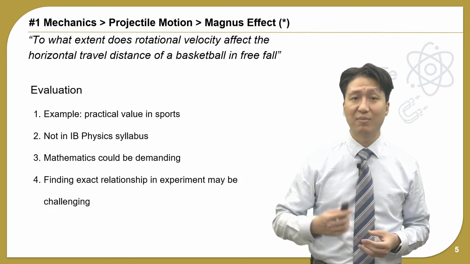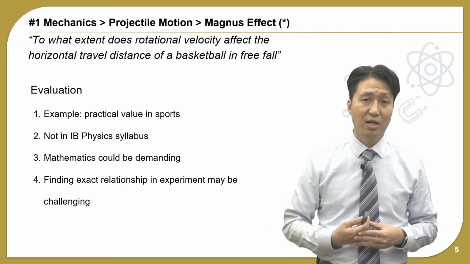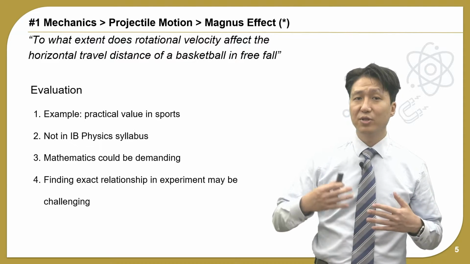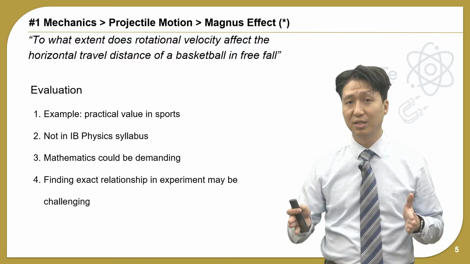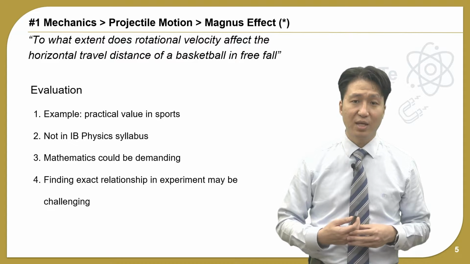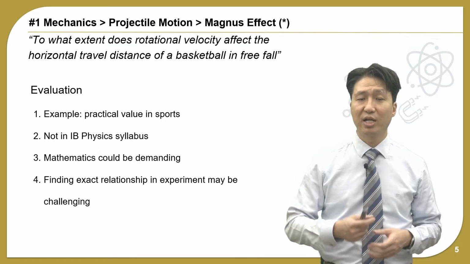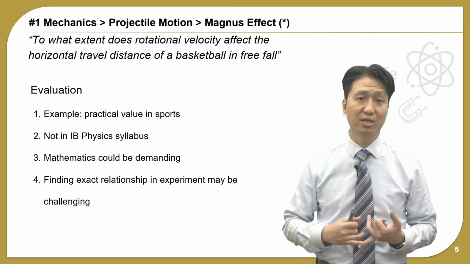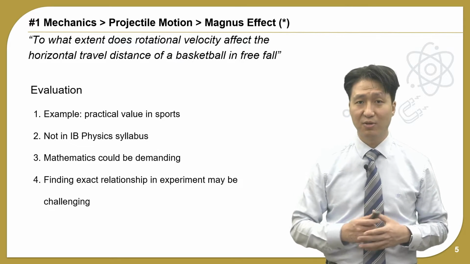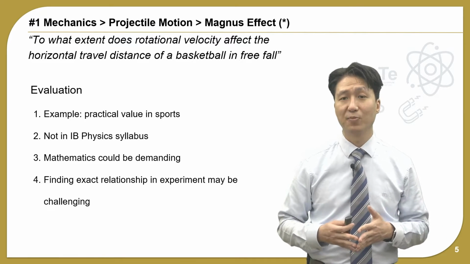But one of the problems here is that the mathematics, in order to predict what will happen, could be a little bit demanding. You need to know a lot of relationships we have not learned yet. And sometimes if you just want to find the relationship between horizontal travel distance and the rotational velocity, what you might find is that the relationship is not exact. So there's a lot of different factors that will affect it, including initial velocities, etc. So be very careful with this. You have to design your experiment with a lot of planning and with a lot of considerations on what you're going to measure and what factors are involved.